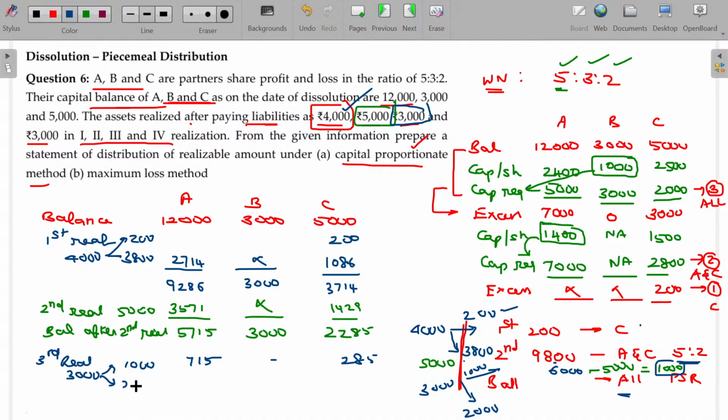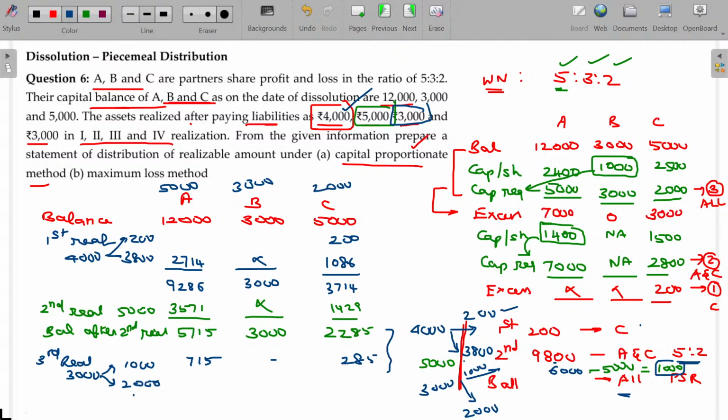What about the remaining 2,000, sir? Hereafter, all the three partners are eligible for any distribution. Before this one is apportioned, find out the balance payable to A, B and C. Come on. 5,715 minus 715, 5,000. B remains 3,000. C 2,285 minus 285, 2,000. After this 1,000 rupees payment from the third realization, the balance of the three partners will be equivalent to their P&L ratio of 5:3:2. Is that okay? Once their capital ratio is equal to their P&L ratio, thereafter all the partners are eligible.